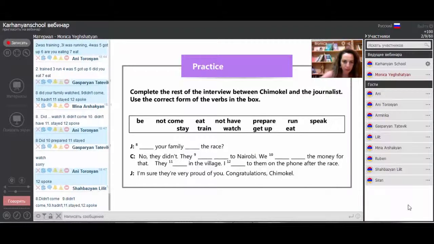Now the eighth one. Did your family watch the race? No, they didn't. They didn't come to Nairobi. We didn't have the money for that. They stayed in a village. I spoke to them on the phone after the race. I'm sure they're very proud of you. Congratulations, Chimoke. Okay, she's a very strong woman, yeah?